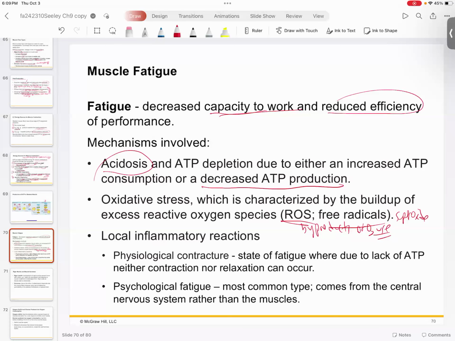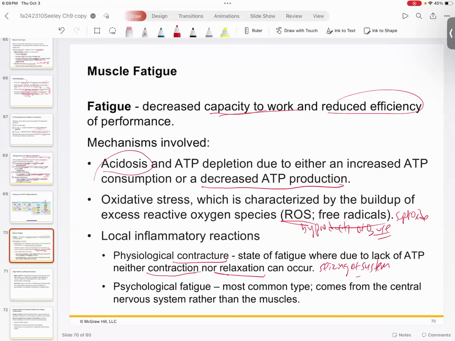And so that's why it's important to understand this. Usually very negative things happen when you do develop and build up these reactive oxygen species, because they typically tend to be very negative on surrounding tissues. So the other thing you'll kick into is local inflammatory reactions. For instance, if you have a state of fatigue where you have a lack of ATP, this leads to a situation called physiological contracture. This is where you have neither contraction nor relaxation occur. It's like a seizing of the system.